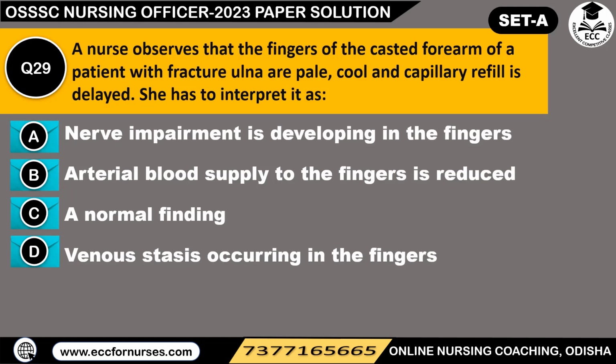Question number 29. A nurse observes that the fingers of the casted forearm of a patient with fracture ulna are pale, cool, and capillary refill is delayed. She has to interpret it as option B. Correct answer: arterial blood supply to the finger is reduced.